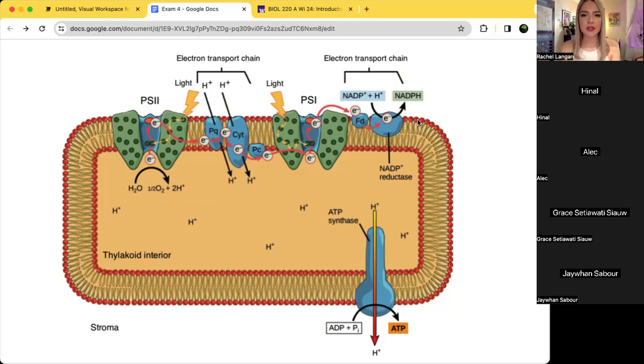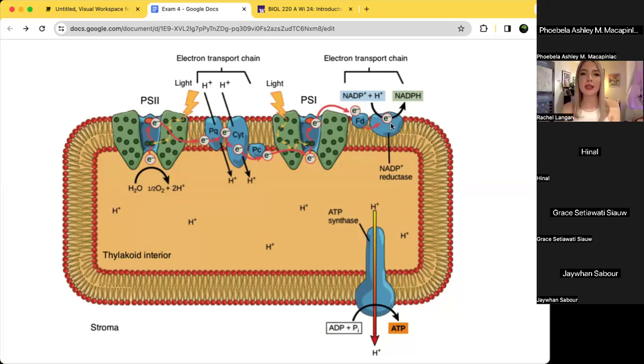So NADPH is made in a similar way, but maybe less complicated because it doesn't rely on the hydrogen concentrations at all. All it does is light comes into photosystem one, the chlorophyll gets excited, one special pair passes electrons to a molecule, then passes it to another molecule, then passes it to another molecule, and then that molecule is going to use the energy of electrons to make NADP plus into NADPH. So this is just an enzyme that catalyzes that reaction.